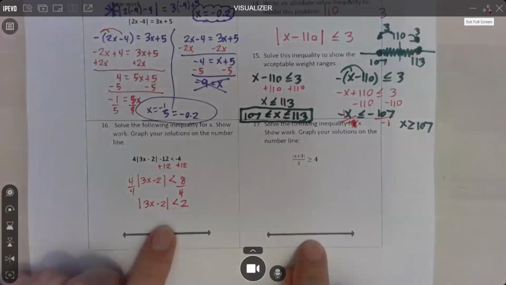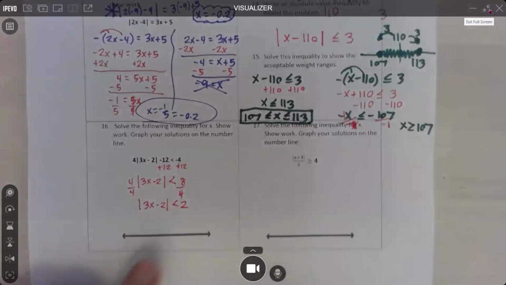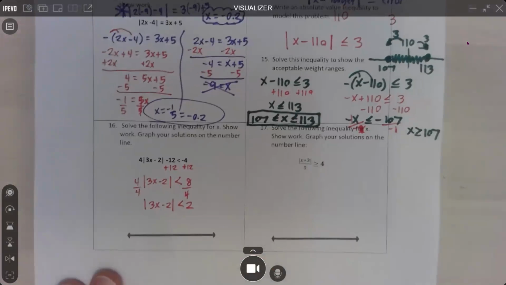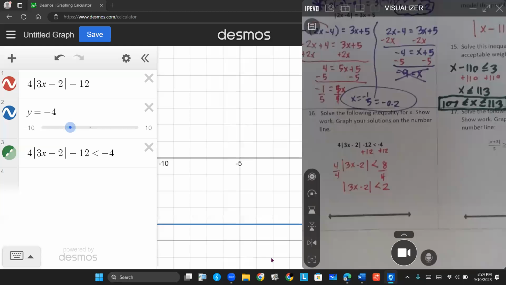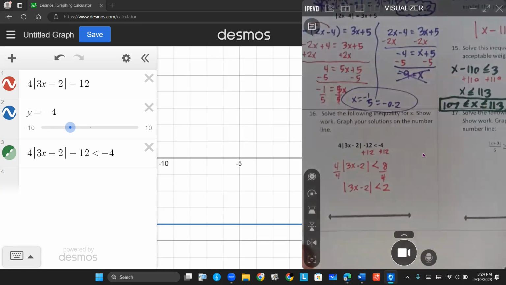And because this inequality is opening the same way as this, you can expect that it's going to be shaded between. So before you actually go through solving it, it's okay to graph it and look visually at what that graph's going to look like. So I'm going to go ahead and show that for you on Desmos. You can type it in like this. Pay attention to how I type that in. You can pause the video and try to type it in yourself so you can see.